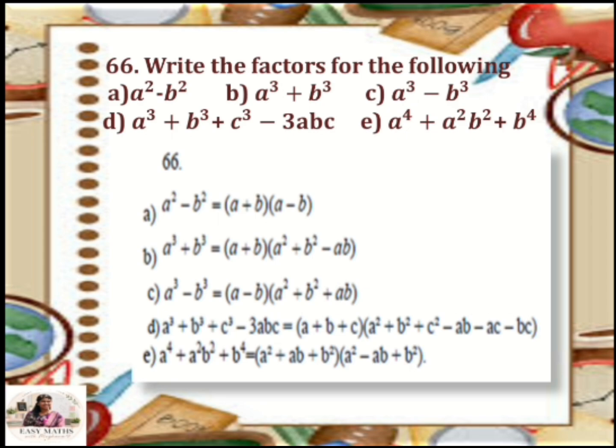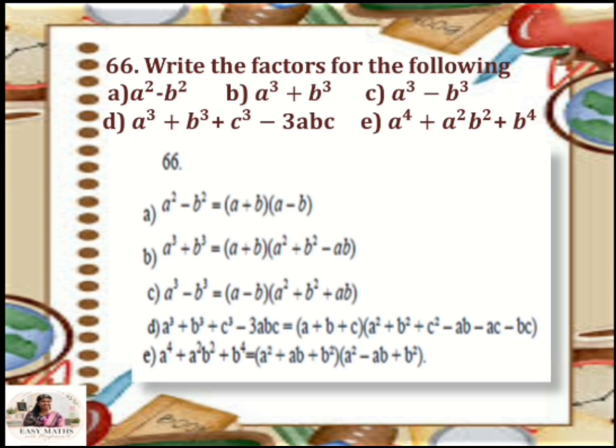So this is question number 66. This is the last question of the LBA series. That is, write the factors of the following. A square minus b square is equal to a plus b into a minus b. A cube plus b cube is equal to a plus b into a square plus b square minus ab. A cube minus b cube is equal to a minus b into a square plus b square plus ab.